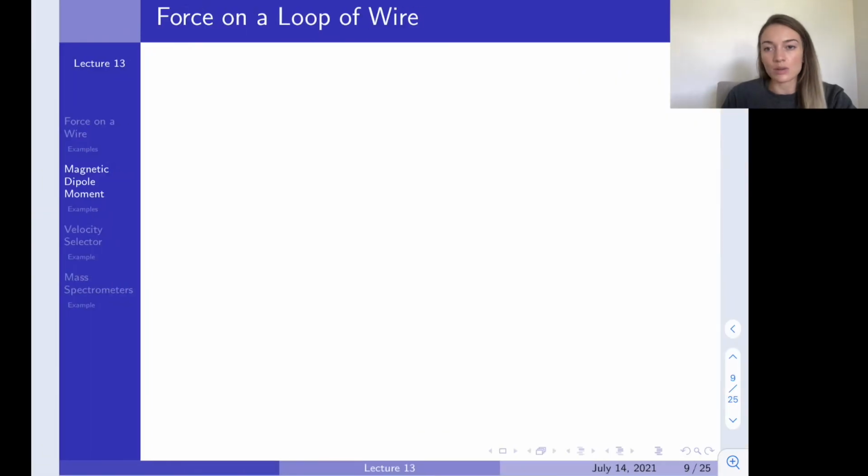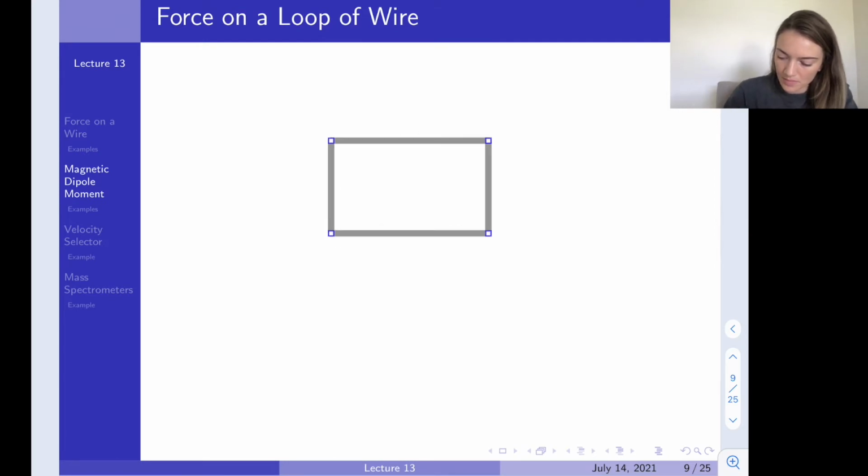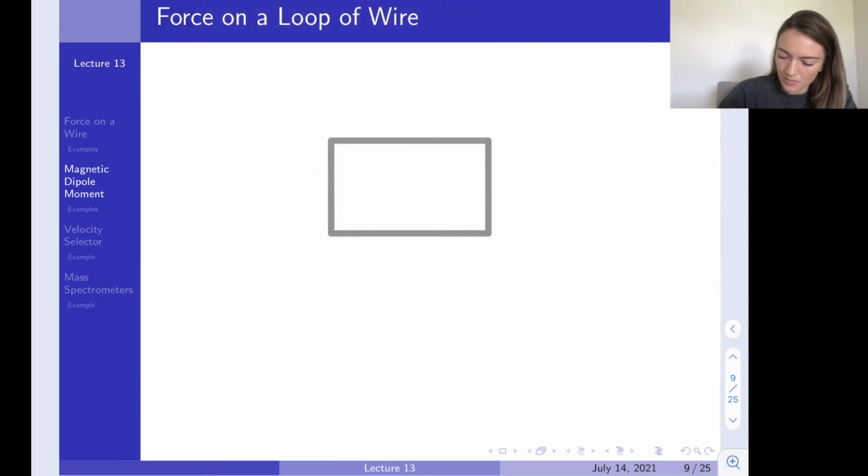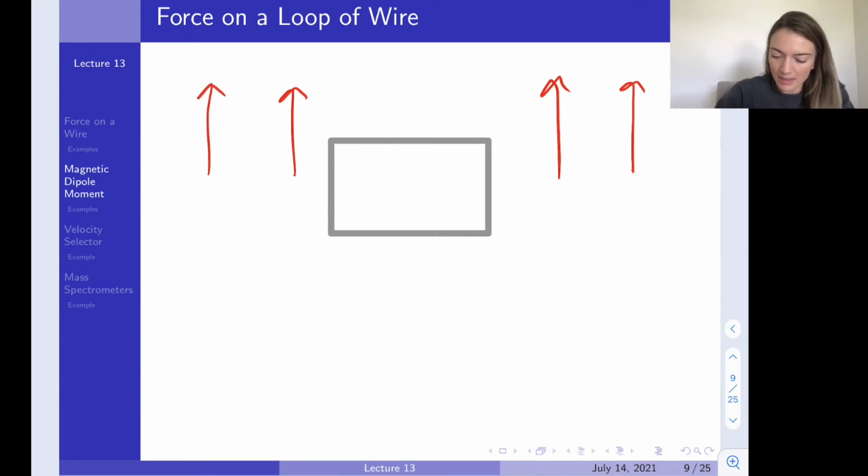So let's move on now to the force on a loop of wire. Let's say I have a wire like this, and let's say there is some uniform magnetic field pointing upward, and the current in my loop is going this way, in a counterclockwise direction. What will be the net force on this loop?